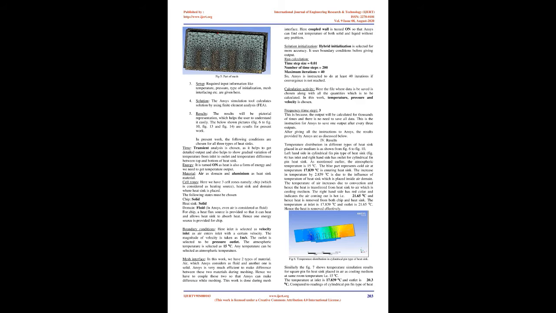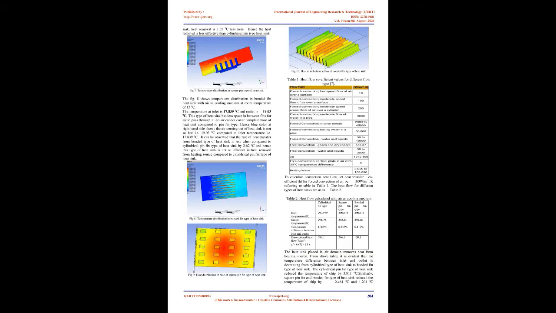It uses boundary conditions before giving output. Run calculation. Time step size equals 0.01. Number of time steps equals 200. Maximum iterations equals 40. So, Ansys is instructed to do at least 40 iterations if convergence is not reached.